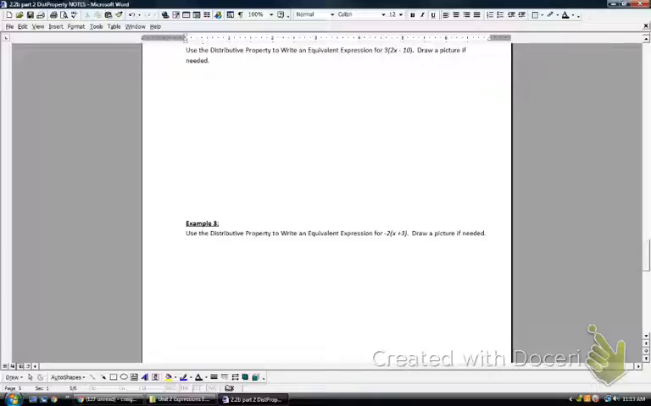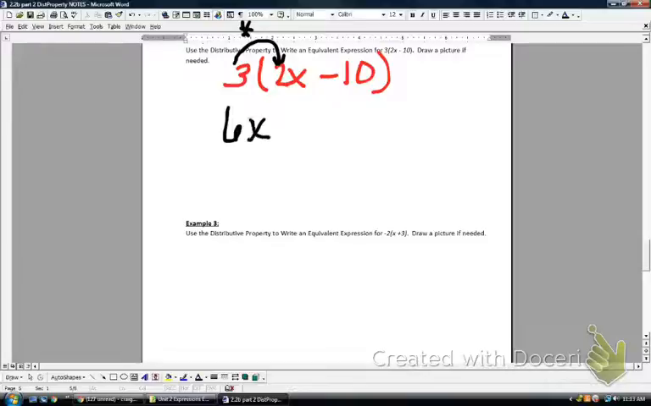Okay, my example 2 says use the distributive property to write an equivalent expression for 3 times the quantity of 2x minus 10. Draw a picture if needed. So I have 3 times 2x minus 10. My algorithm says to multiply my outside number by my first term. 3 times 2x is 6x.